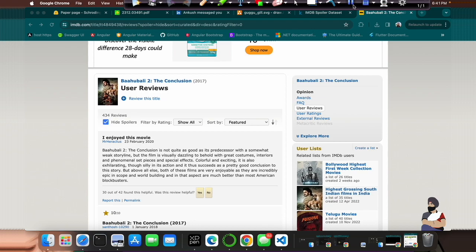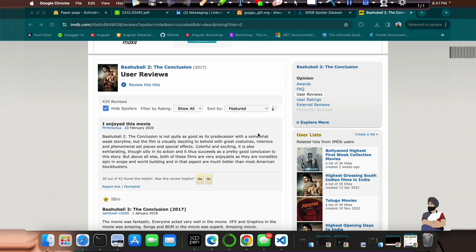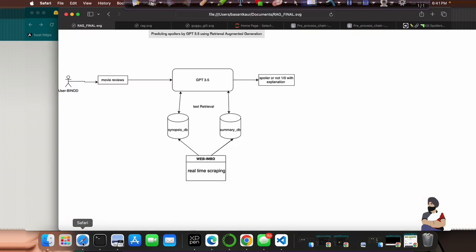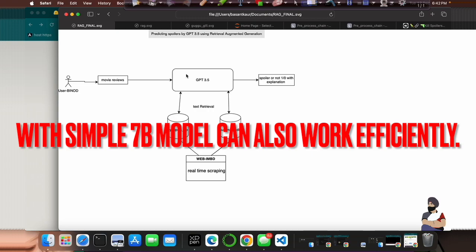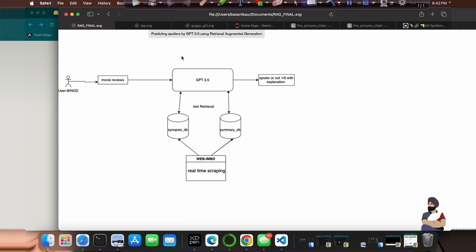Second thing, as per my research, there are some models in the market that identify particular keywords in the spoilers. If a particular keyword appears, then it says that is a spoiler. If it's not there, it says it's not a spoiler. Those are basic rule-based systems. But my approach is going to be more robust than that. I'm using a very strong model like GPT 3.5, but with retrieval augmented generation, even a medium or small language model can perform very well.